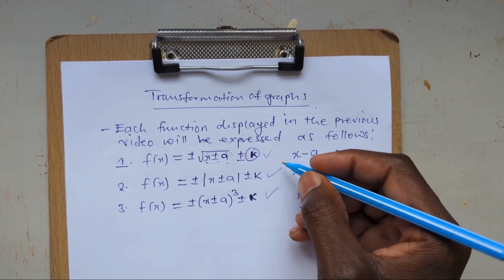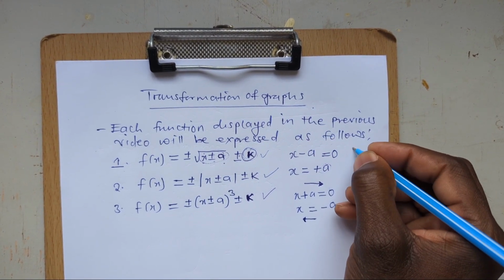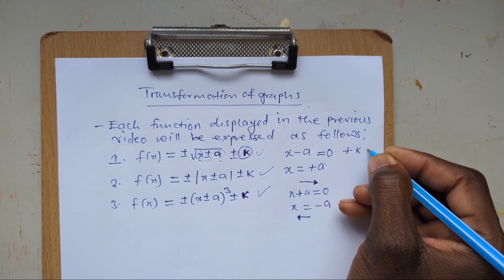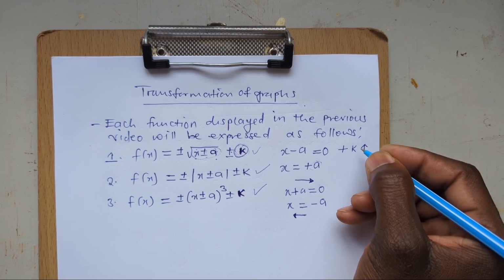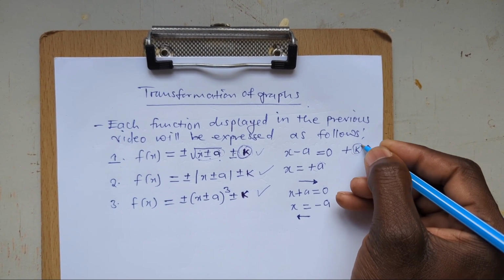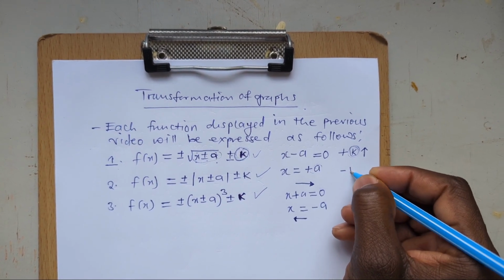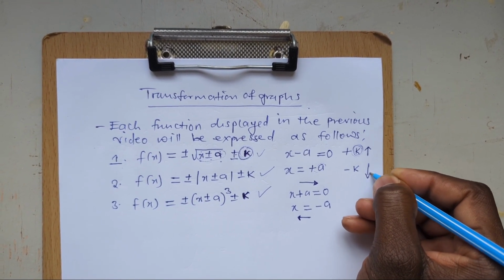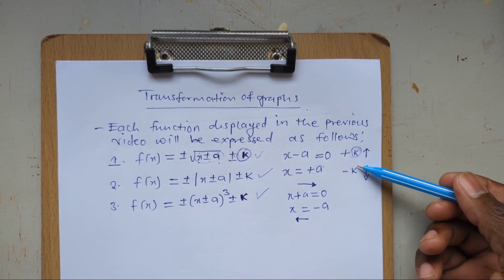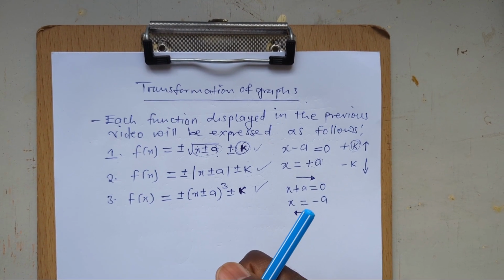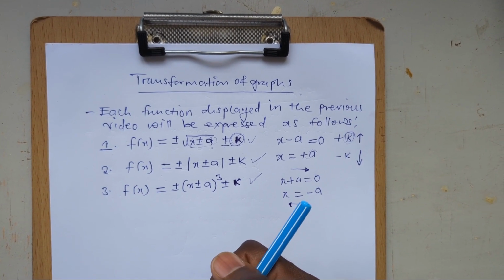If k is positive, the graph will go upwards. So positive k simply means your graph has to move upwards depending on the number of units you have on the part of k. If you have negative k there, your graph will go downwards in the y-axis depending on the number of units that you also have on the part of k itself.